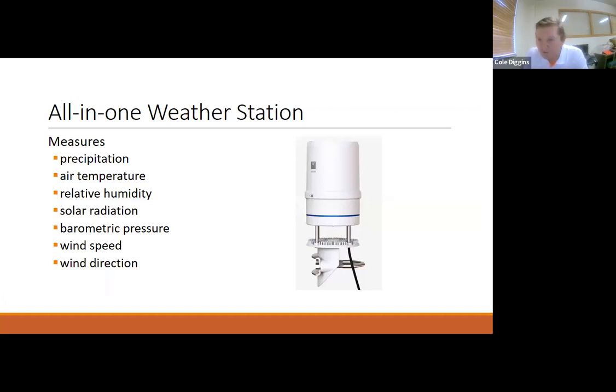And then the third part of the soil plant atmosphere continuum is our all-in-one weather station, which is the ClimateView 50 or the Atmos 41. And it allows us to measure precip, air temperature, relative humidity, solar radiation, barometric pressure, wind speed, and wind direction. So it allows us to really look at a lot of the atmospheric variables that are going to be present in this particular system.